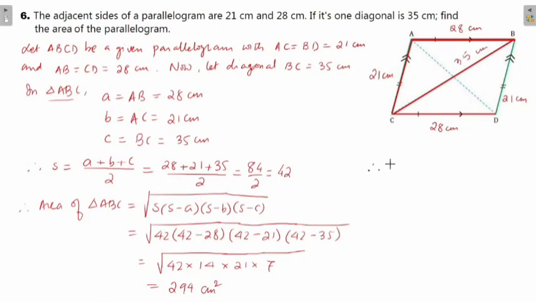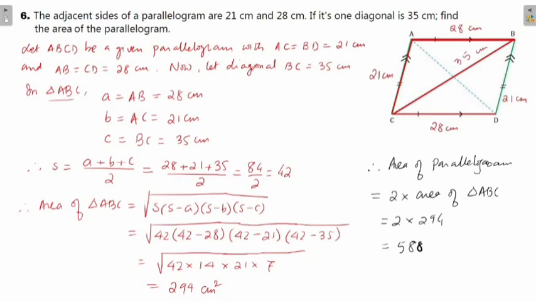So therefore, area of parallelogram is equals to, I told you it will be double the area of triangle ABC. Yes, so 2 times area of triangle ABC is how much? Just 294. So when you multiply this, you get your answer to be 588. So your answer will be 588 centimeter square. Okay, so you may pause the video and note down your solution.